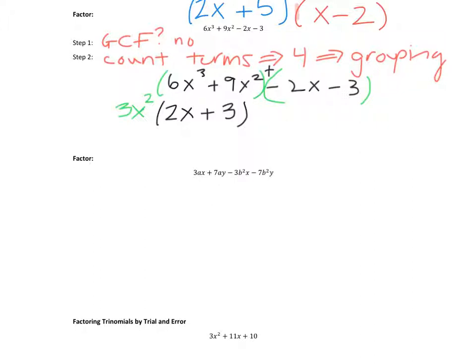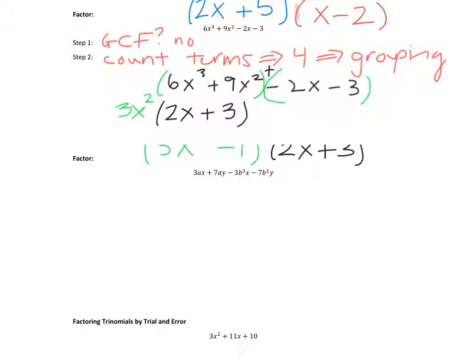2x plus 3 is a common factor in both. So we're going to factor that out. We're going to pull it out of both terms, and we're left with 3x squared minus 1 times 2x plus 3, and that's your final answer.